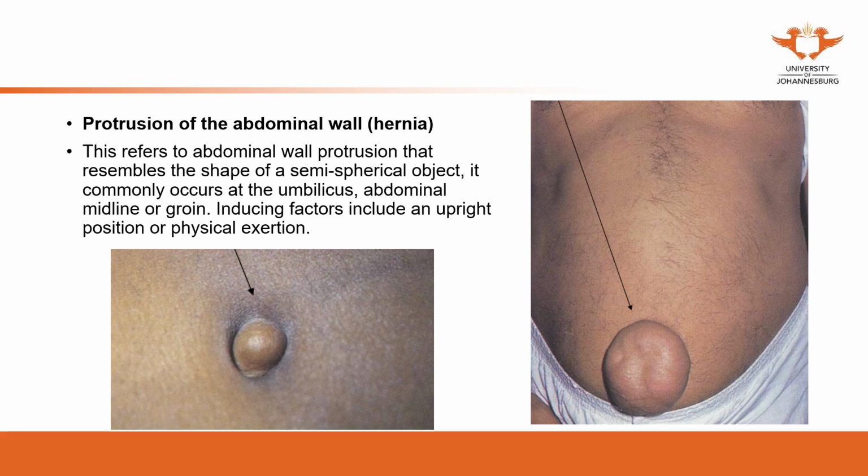Protrusion of the abdominal wall, or hernia, is also an abnormality. This hernia can happen in a patient with edema in the abdomen, or such as these two. The patients don't have edema, but there is protrusion of these. For these, acupuncture also cannot help.